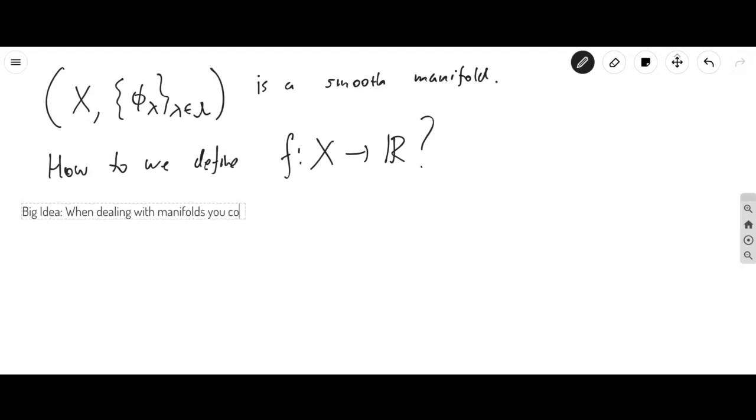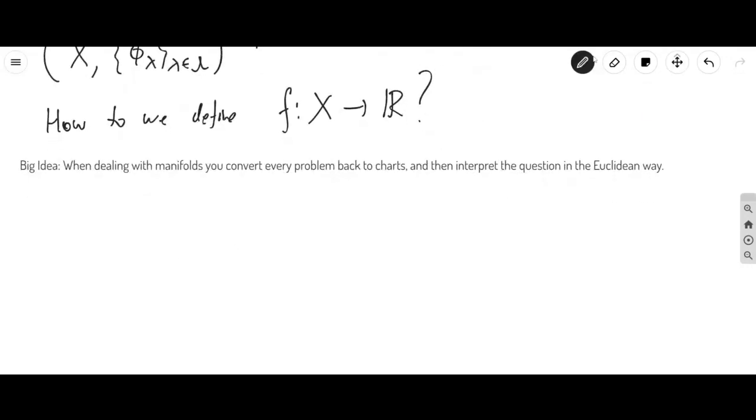When dealing with manifolds, you convert every problem back to charts, and then interpret the question in the Euclidean way. So what do we mean by that? Well, we have X, and it's being mapped to R, and this is F, and the question is, what does it mean for this to be smooth? This is an abstract space. How do I calculate partial derivatives of X?